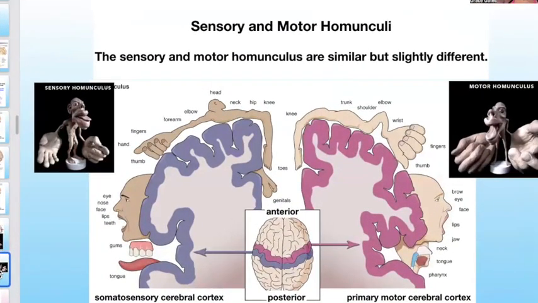And here we have a picture of the sensory and motor homunculi next to each other, showing that they are similar, although they are slightly different. You can look at the somatosensory cortex and the sensory homunculus on the left and compare it to the primary motor cerebral cortex and motor homunculus on the right. And it's pretty interesting, I think. Yeah, it's very interesting. I like to look at it.